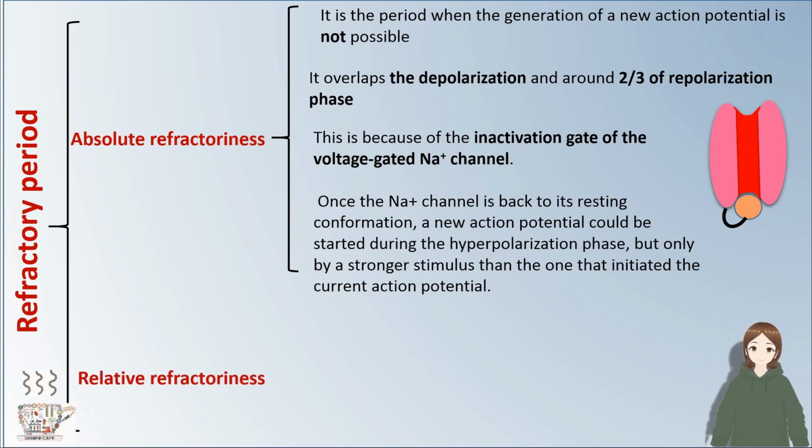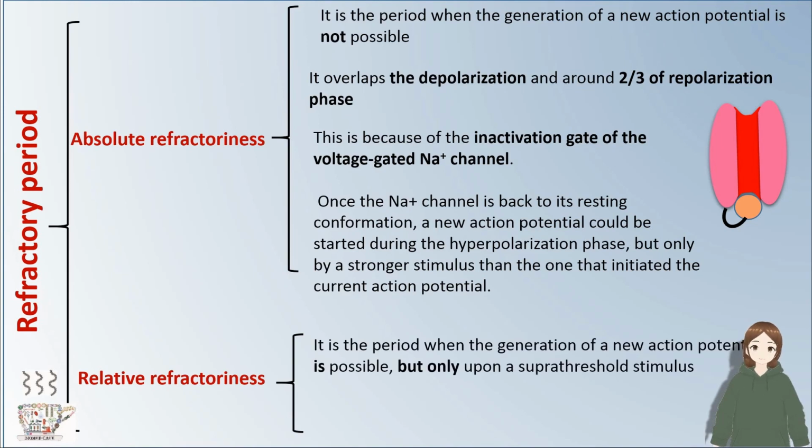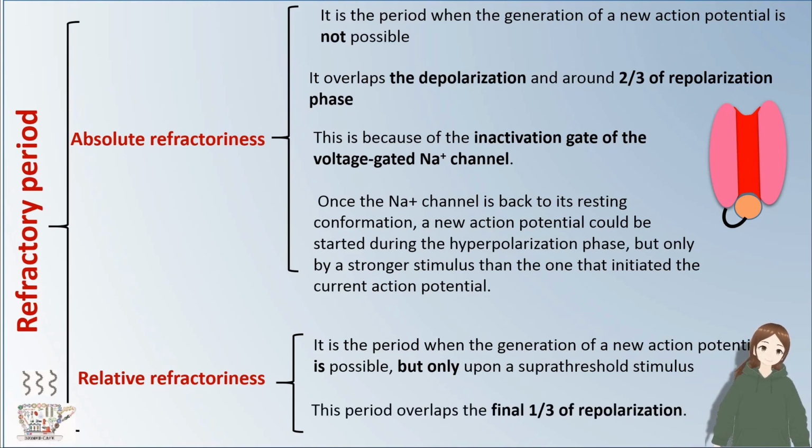Relative refractoriness is the period when the generation of a new action potential is possible, but only upon a suprathreshold stimulus. This period overlaps the final one-third of repolarization.